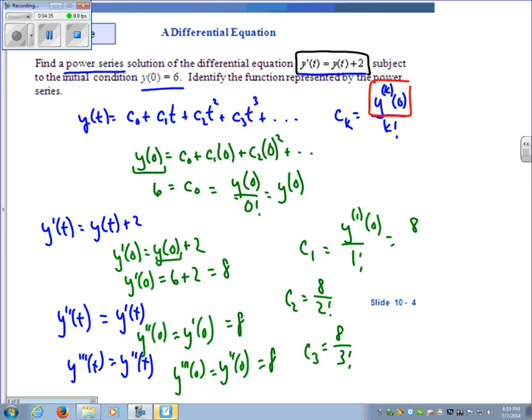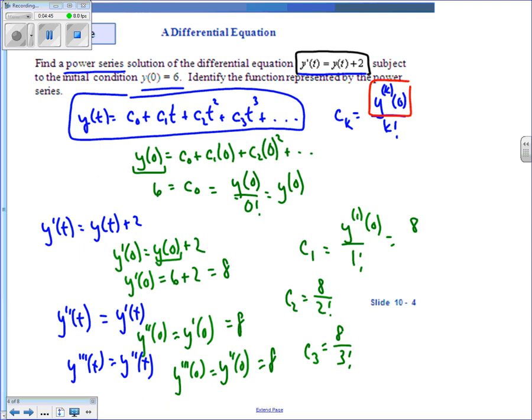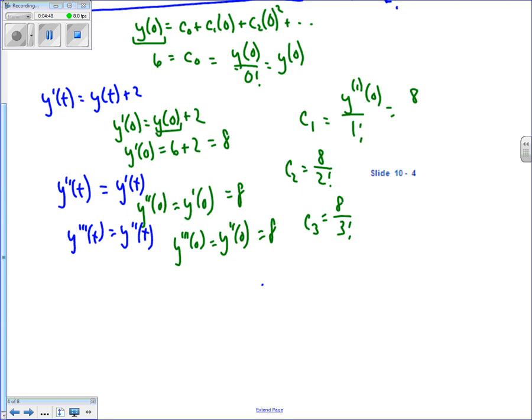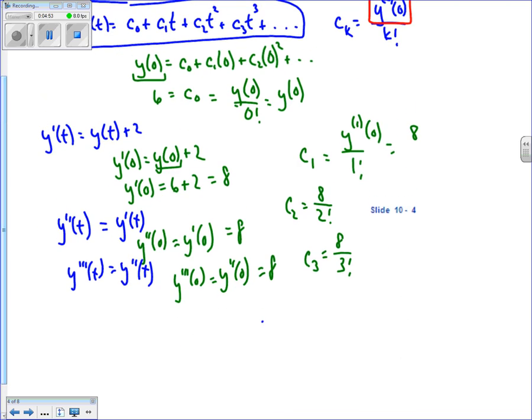So now, writing my Taylor series, power series representation, using what I have at the top there, I have that y of t is c sub 0, which we know was equal to 6, plus c1, which is 8 over 1 factorial times t, c2 is 8 over 2 factorial times t squared, c3 is 8 over 3 factorial times t cubed, and so on.